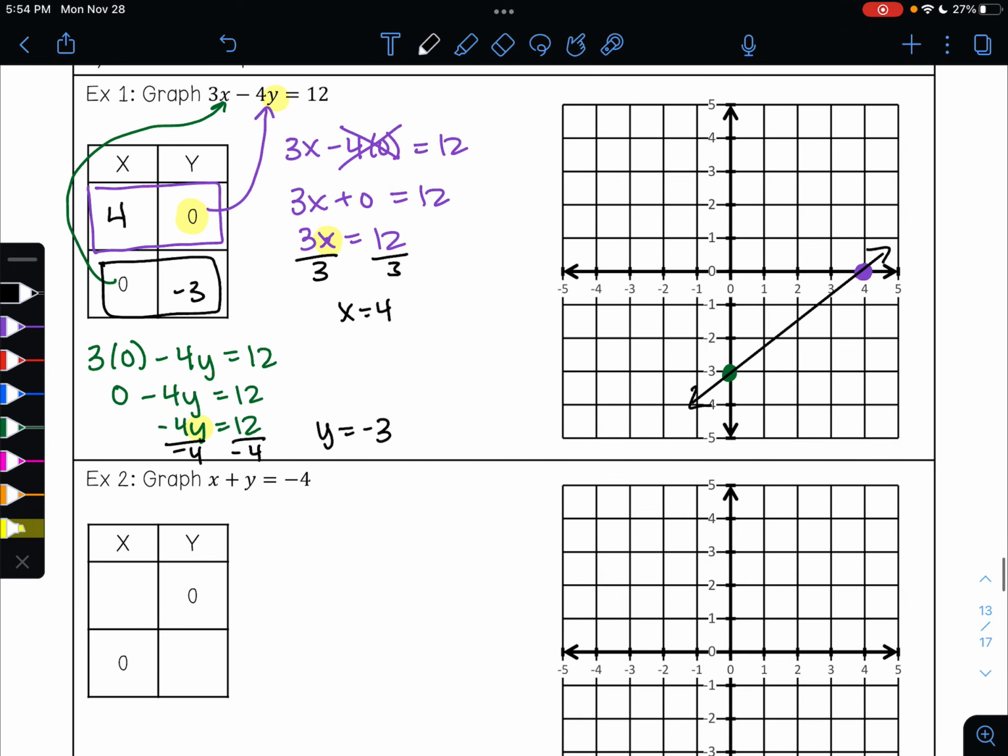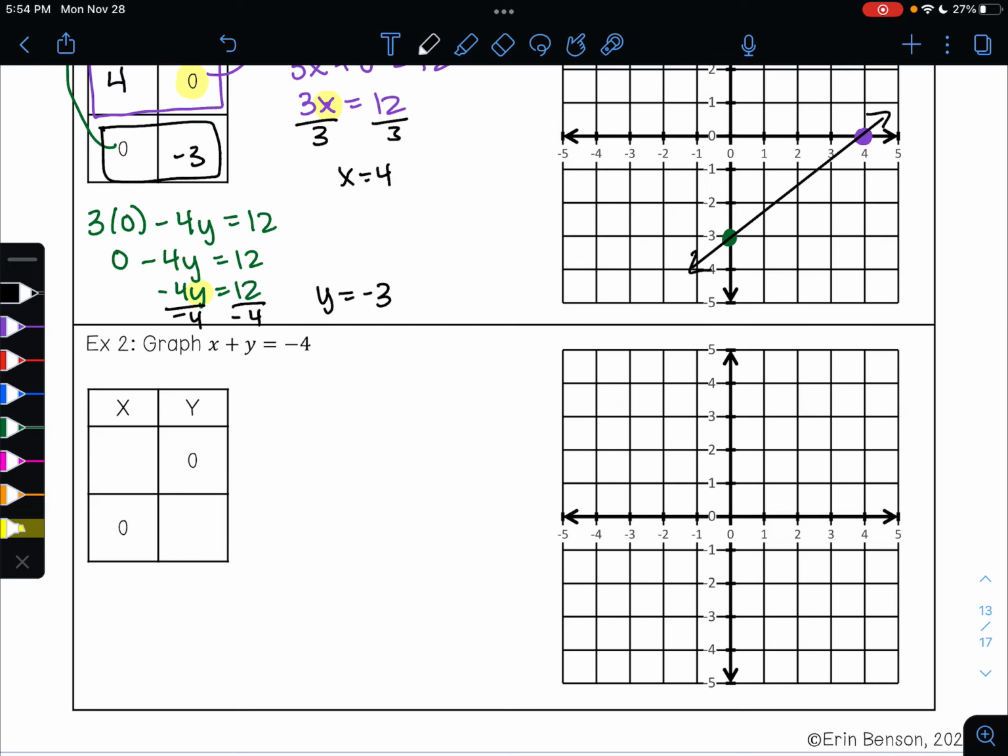Let's try that again on example 2. On example 2, we have graph x plus y equals negative 4. My first step is going to be to plug in 0 for y. So I'll have x plus 0 equals negative 4. Well, that means that x is negative 4. So I'm going to graph the point (negative 4, 0). That's my x-intercept.